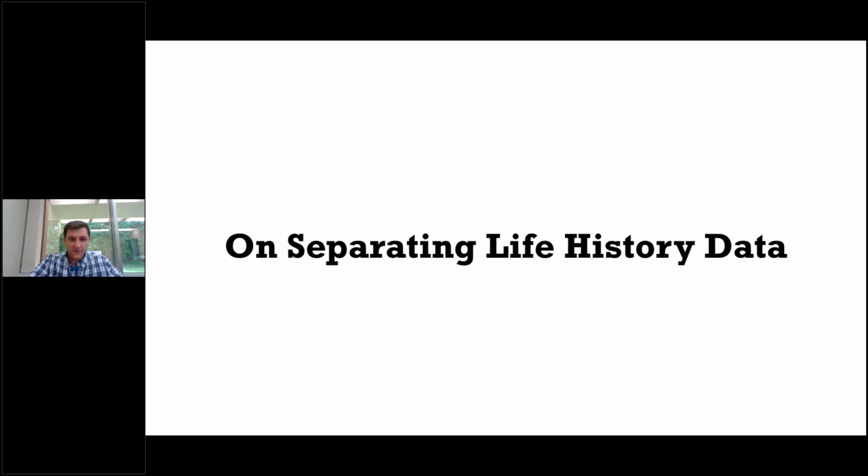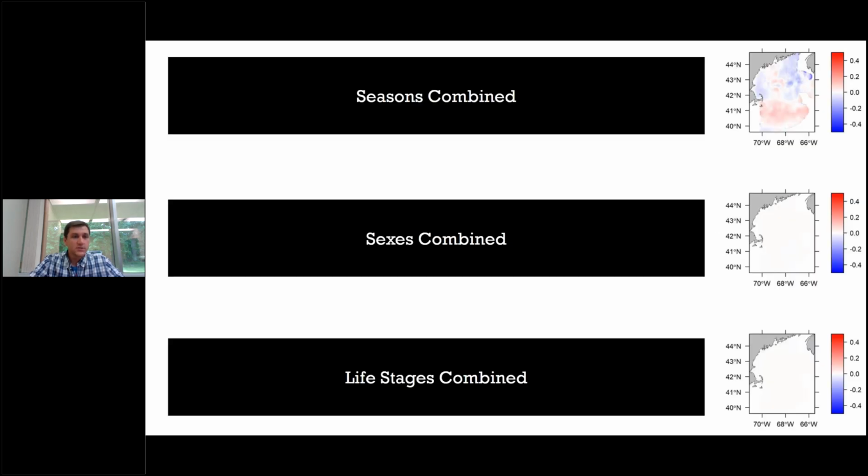So next, I will be discussing the separation of life history data. So in the study, we looked at three different effects of life history subgroupings: combined versus separate seasons, combined versus separate sexes, and combined versus separate life stages. So let's look at each of these and see what we learned.